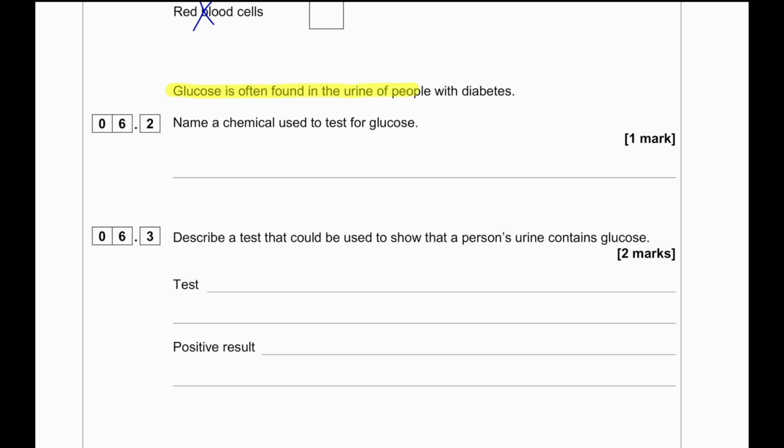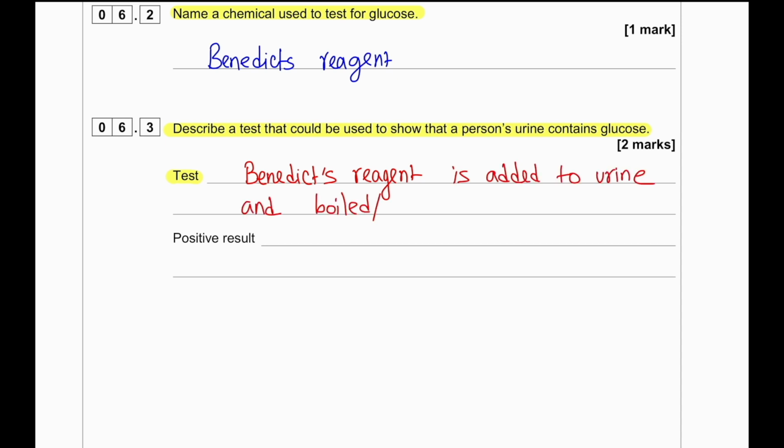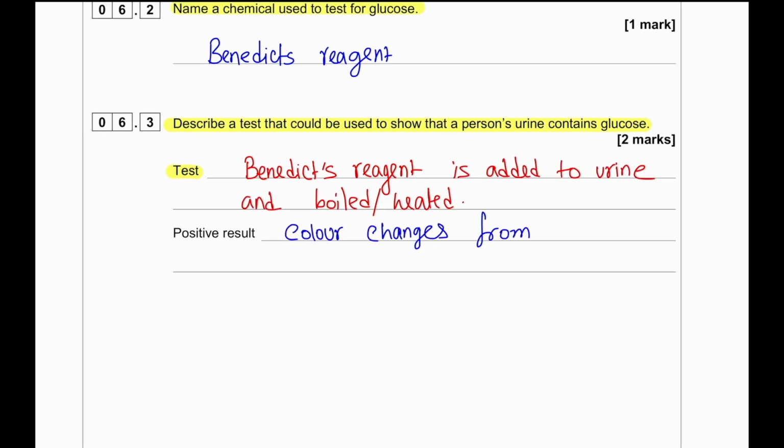Glucose is often found in the urine of people with diabetes. Name a chemical used to test for glucose. In the school laboratory, we can use Benedict's reagent for testing glucose. Describe a test that could be used to show that the person's urine contains glucose. So we can add Benedict's solution to the urine and heat. A positive result will be an indication of blue color, which will change to brick red.